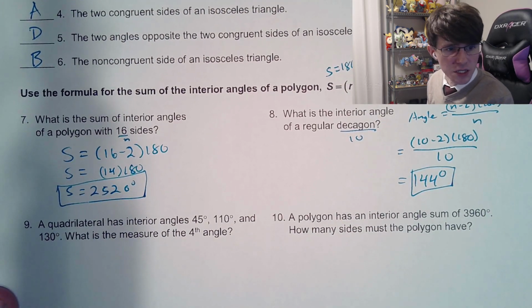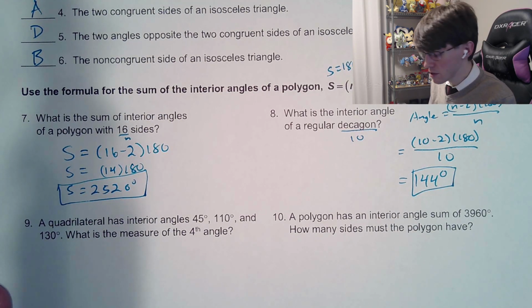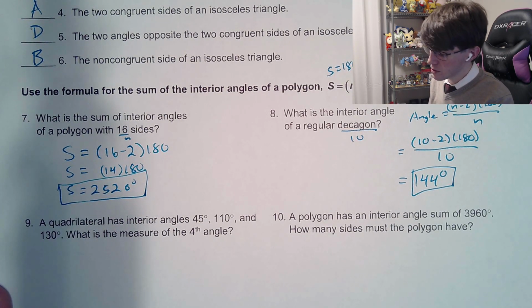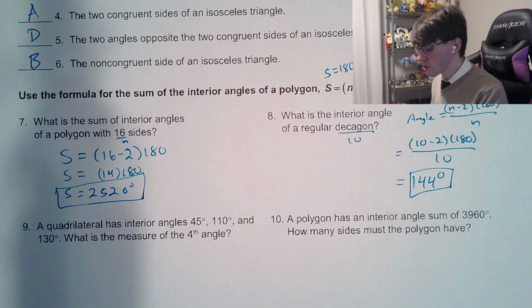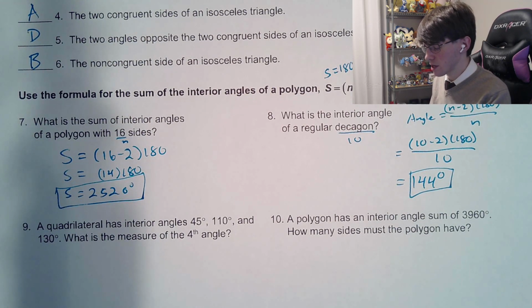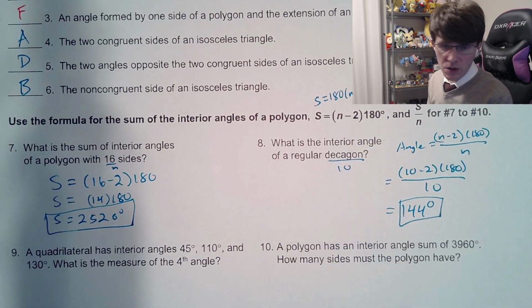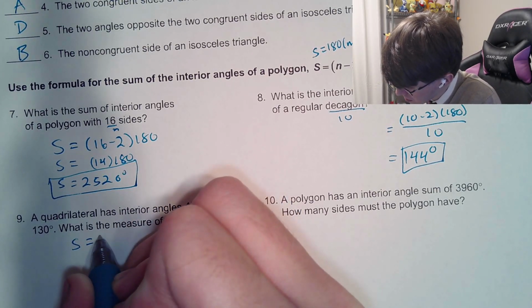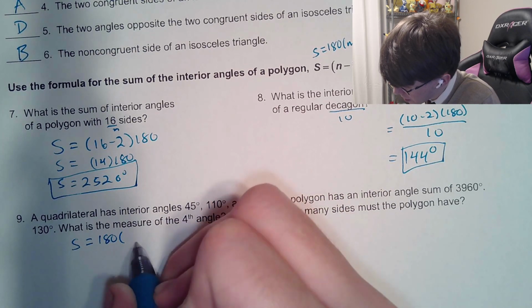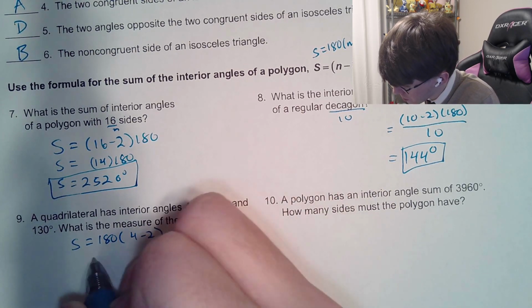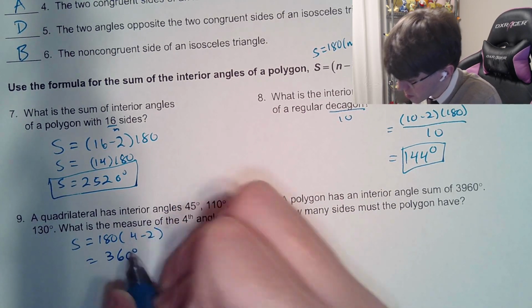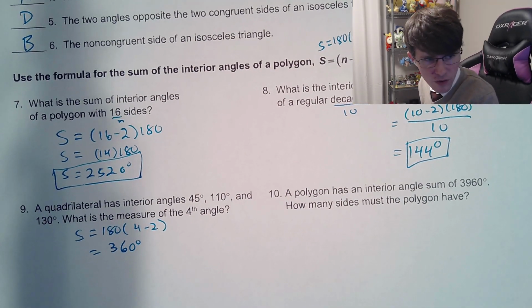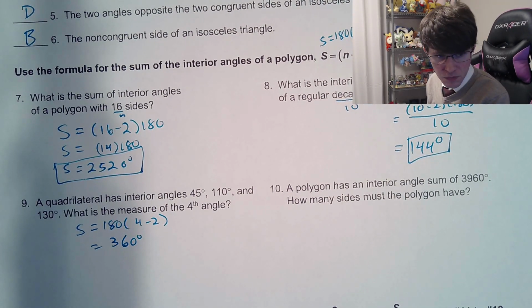A quadrilateral has interior angles 45, 110, and 130. What is the measure of the fourth angle? In order to figure out the measure of the fourth angle, we can either know the fact that quadrilaterals have 360 degrees because they have two triangles, two 180s, or we could just use the formula that was already here for us. So I'm just going to use the formula first. Our sum here is going to be 180 multiplied by 4 minus 2. And if you plug that into your calculator, you will get 360. Just like I said, all quadrilaterals have 360. They've got two triangles in them.